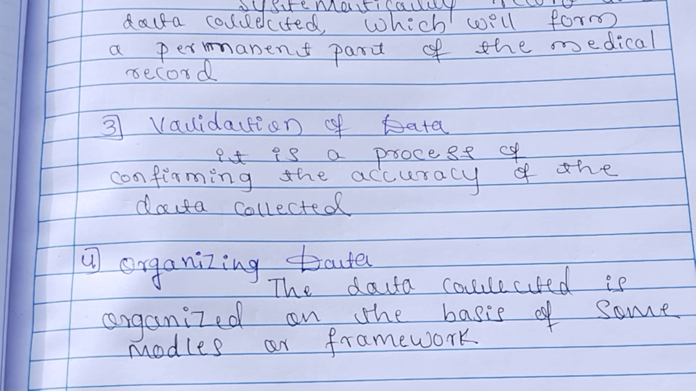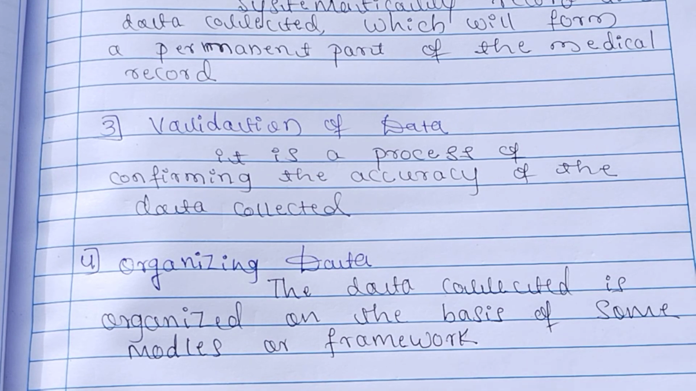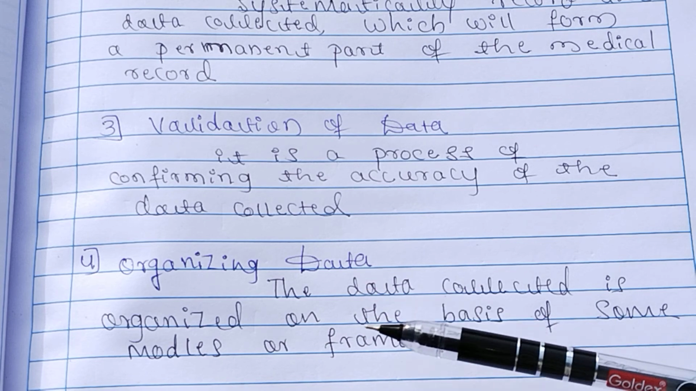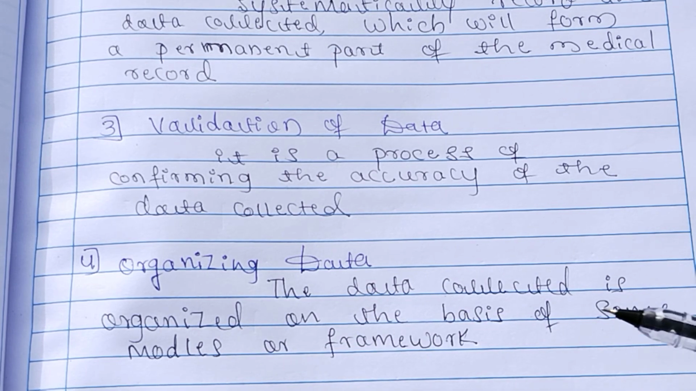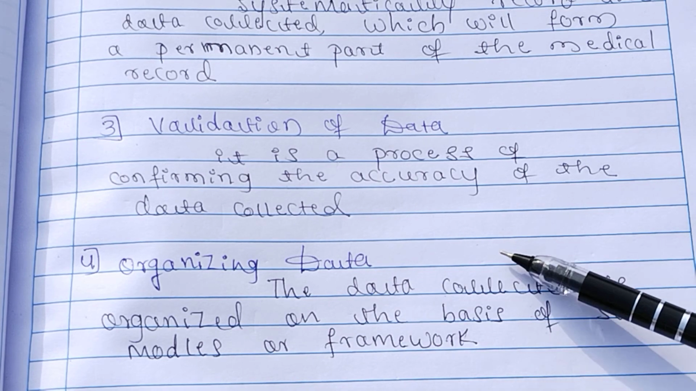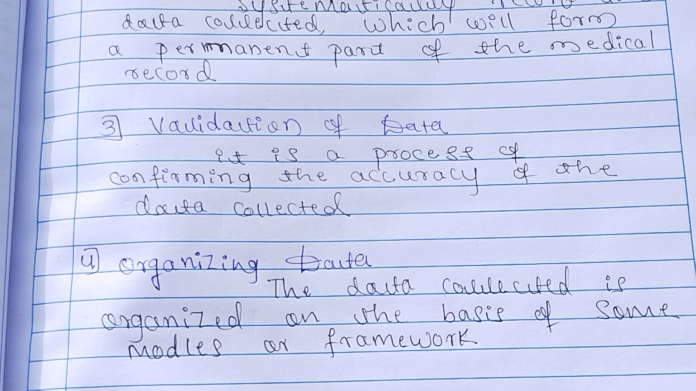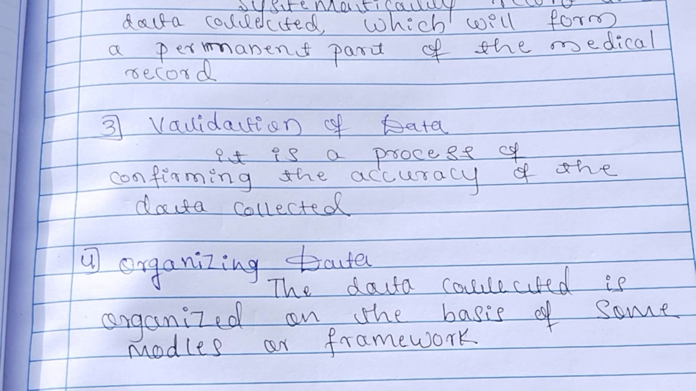Then the fourth and last component or activity of assessment is organizing data. The data collected is organized on the basis of some models or framework. Organizing data is organizing the collected data based on some model or framework. For example, functional health patterns of patients or the head-to-toe framework. These are the models, called organizing data.